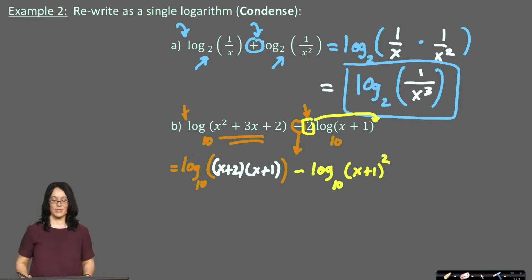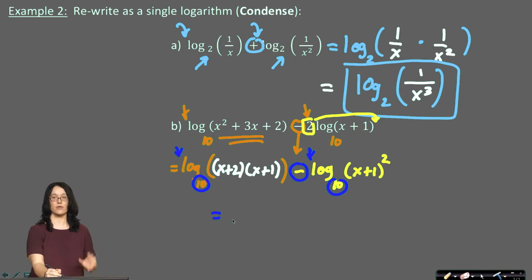Okay, so here is where we're at. We are trying to condense. Is it possible to condense these now? Can I condense these now? Well, yes, because now I notice that I have 2 logarithms with the same base, coefficients are 1, and they're being subtracted. Condensing is now possible.